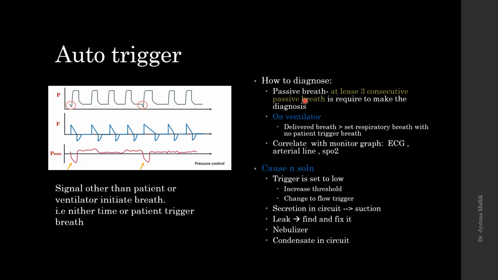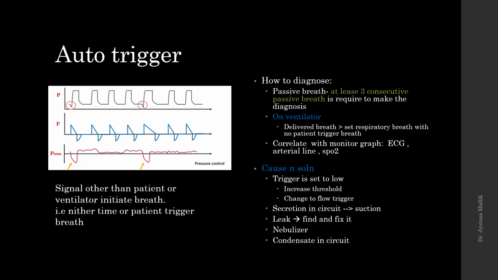The cause of auto trigger is generally condensate in the circuit, or some leak, or the trigger sensitivity has been set so high that even a small vibration like cardiac oscillations may trigger a breath. Generally more than 3 consecutive passive breaths are required to make a diagnosis of auto trigger. So these are the auto triggers. This is a passive breath, and this was neither a patient triggered breath nor a ventilator set breath.